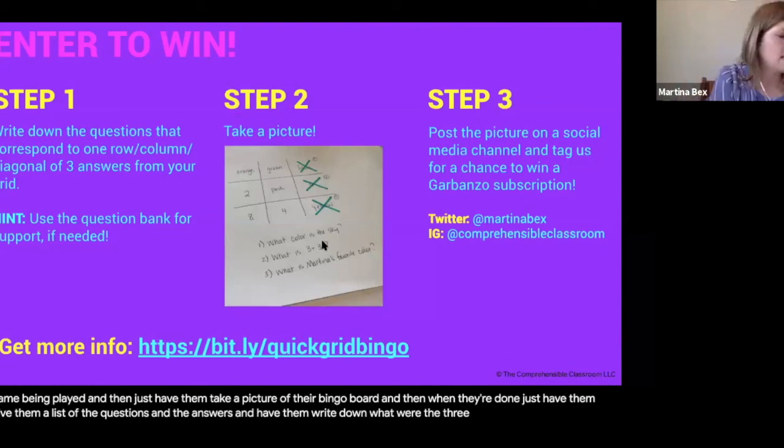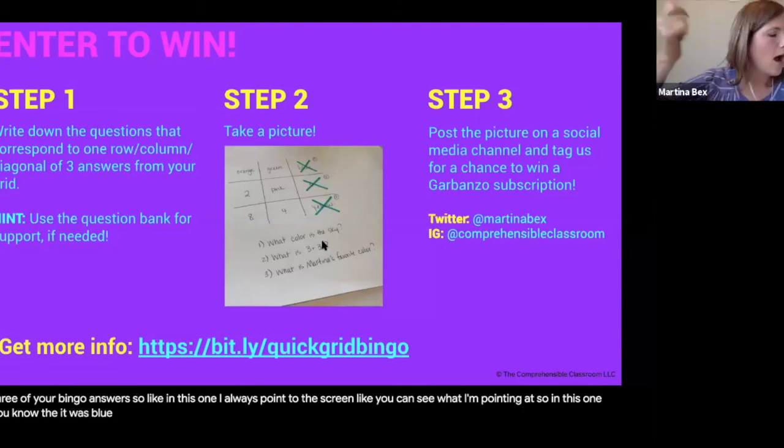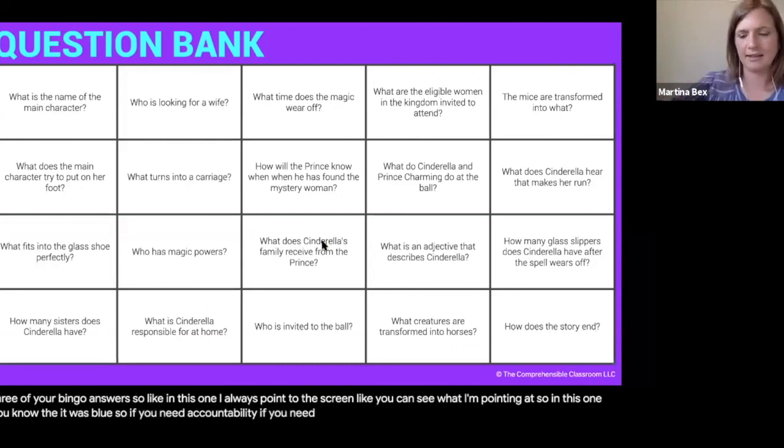So in this case, Nikki, to get full credit for her win, would have to write down the questions: what do Cinderella and Prince Charming do at the ball? Who has magic powers? And the mice are transformed into what? So if you need accountability, if you need students to have some kind of task to show that they engaged, a photo is good.